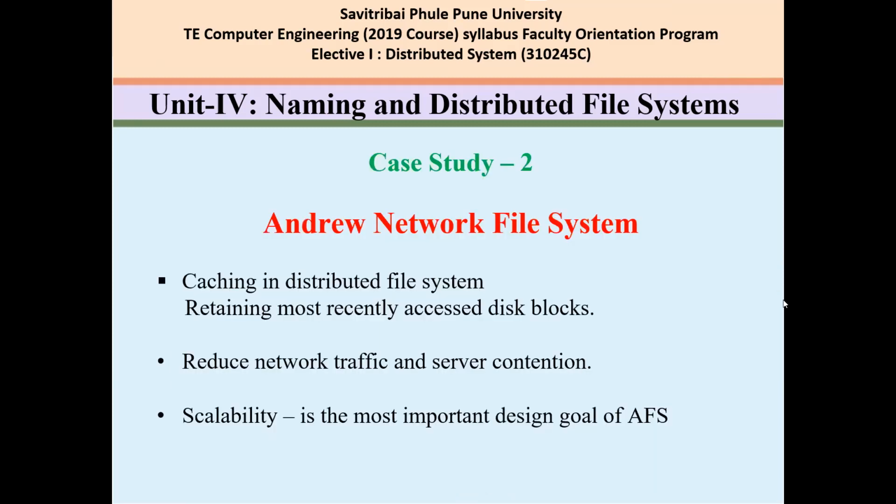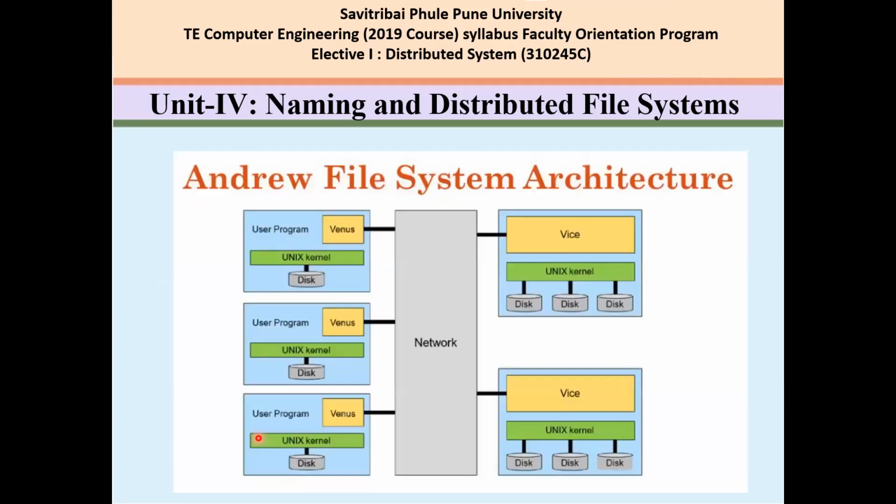Okay, so this is virtual file system. Coming to the second case study of NFS, that is Andrew Network File System. It is also called ANFS. Now, the main features here are caching in the distributed file system and retaining the most recently accessed disk blocks. It reduces network traffic and server contention. Scalability is an important quality attribute here. It is the most important design goal of Andrew file system.